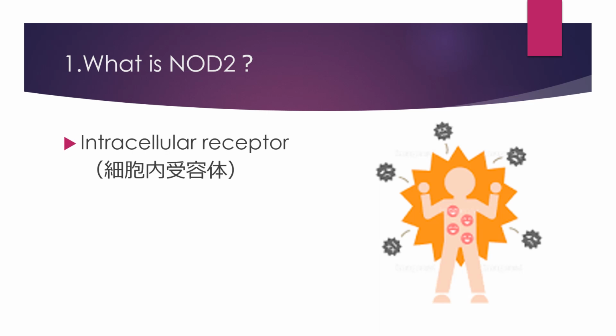NOD2 is one of the receptors expressed in cells. They are mainly useful for innate immunity. When bacteria enter the cell, they recognize a component of the cell wall called monomer G peptide, which activates innate immunity.